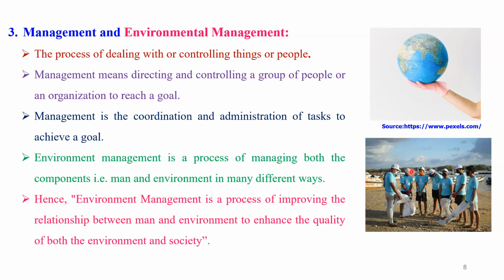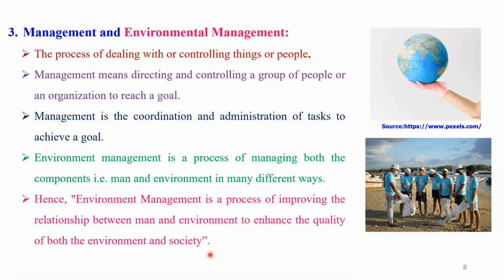So if you see again the combined definition, environmental management is the process of improving the relationship between man and environment to enhance the quality of both environment and society. See, this is a very important definition. What we expect in environmental management, each and everything is included in this definition. Environmental management is the process of improving the relationship between man and environment to enhance the quality of both environment and society.